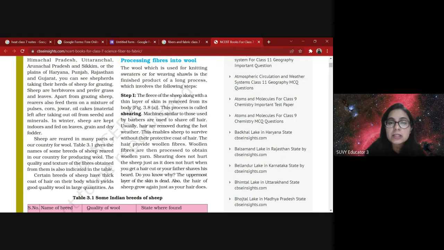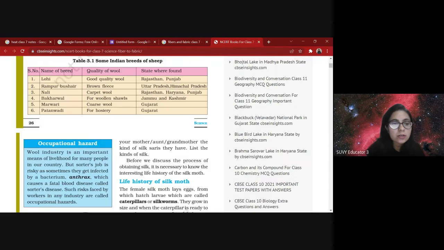Machines similar to those used by barbers are used to shave off hairs. In very easy language, the first step is that all the hair on the body is cut and removed, just like the barbers cut your hair. There are very heavy machines that are used for removing the hairs all around the body of the sheep. Okay, this process is called shearing. Now let's move to the next process.